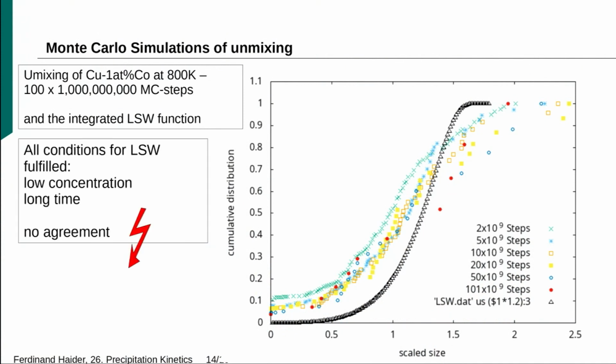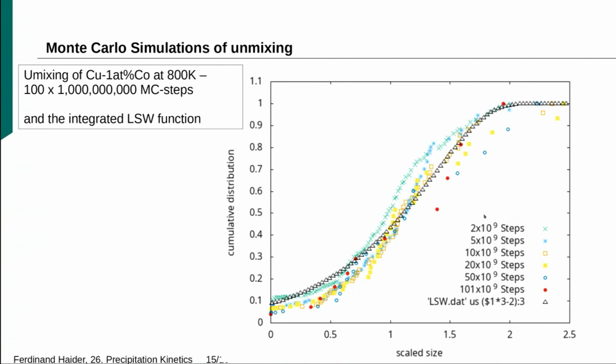So here, yeah, I just wrote down my confusion. In principle, all the conditions for LSW should be fulfilled: low concentration, long time, and so on, but it does not fit nicely. I tried something else. I just played a bit on the LSW function here. I shifted it a bit to the left, and I rescaled it more or less arbitrarily, and then you get a nice fit. So it might be a question of time scaling, might also be a question of spatial scaling, I don't know.